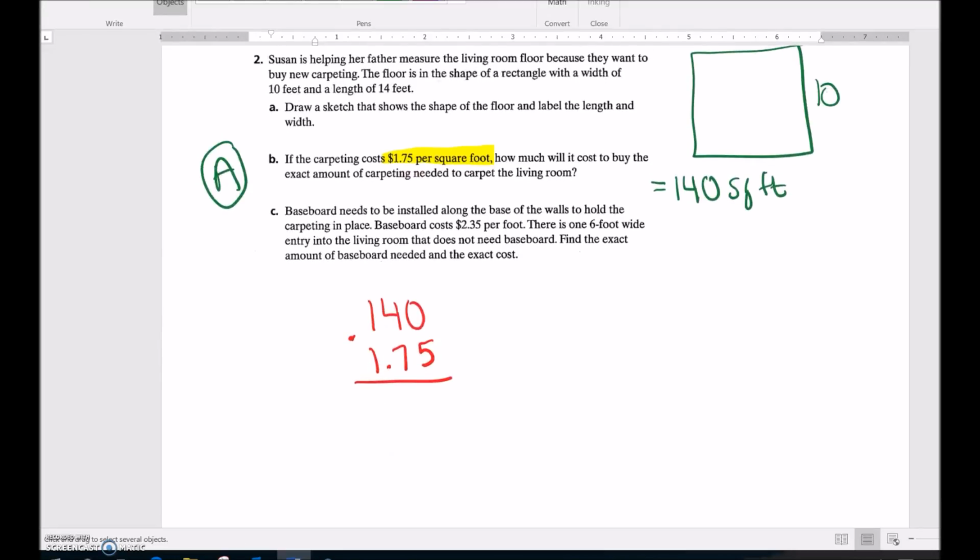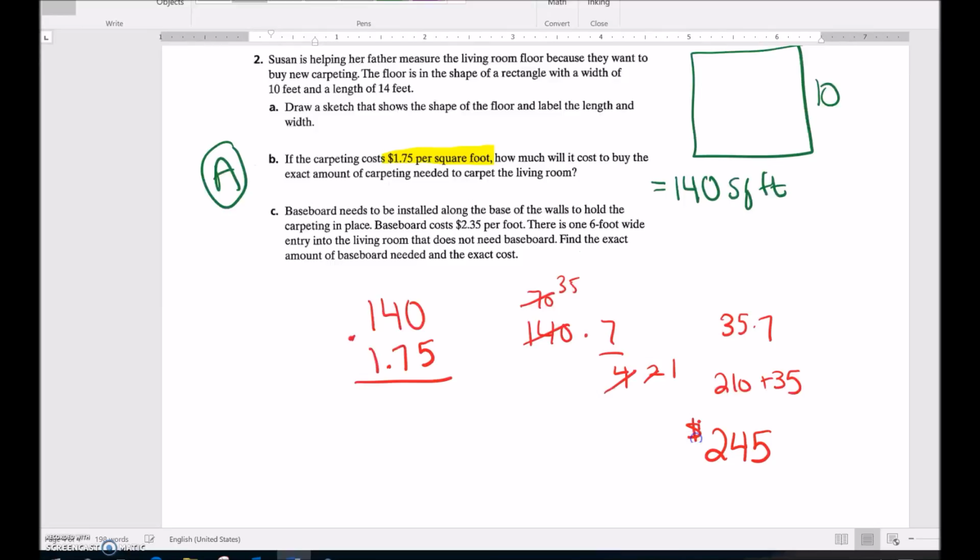Again, this is, I think, a case where we may actually be better off functioning in fractions. 140 has a nice 0 at the end, and 175 is 7/4. So if we do 140 times 7 over 4, and that becomes 70 over 2, and that becomes 35 over 1, then all I have to do is 35 times 7, and that's 210 plus 35, and that is $245. My units here are dollars because I'm paying for the carpet with money.